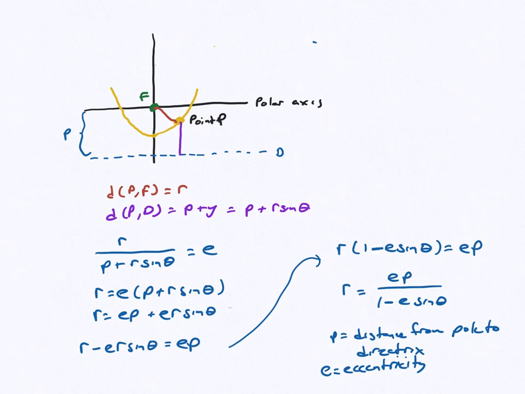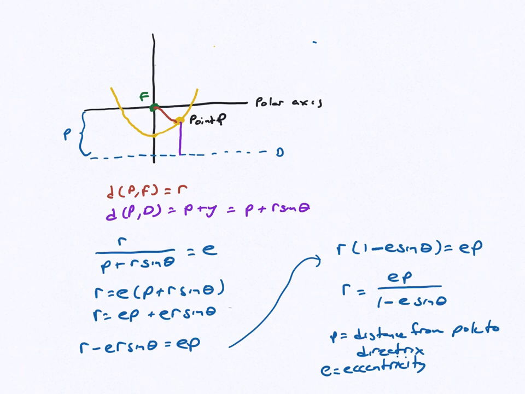And so by the definition, the eccentricity is the ratio of this distance over that distance. So we have R over P plus R sine theta. And really what we want to do now is solve for R. So to do that, I multiply both sides by P plus R sine theta. So I have R equals E times P plus R sine theta. I distribute the E inside. And then I subtract ER sine theta from both sides, I get to here. Okay? So now I have this equals here.